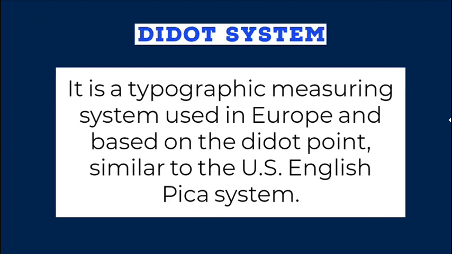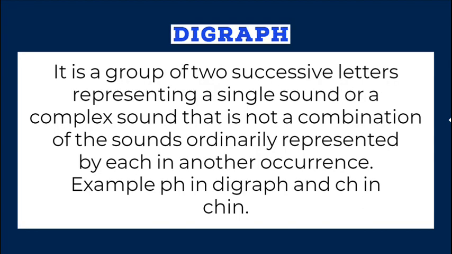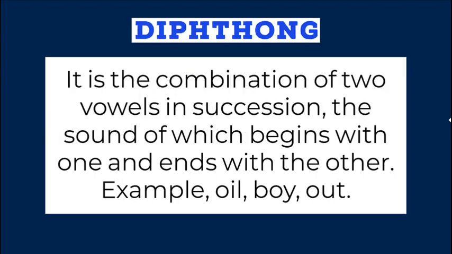Didot system. It is a typographic measuring system used in Europe and based on the didot point, similar to the US English pica system. Digraph. It is a group of two successive letters representing a single sound or a complex sound that is not a combination of the sounds ordinarily represented by each in another occurrence. Example: ph in digraph and ch in chin.